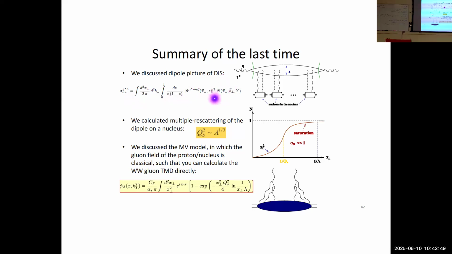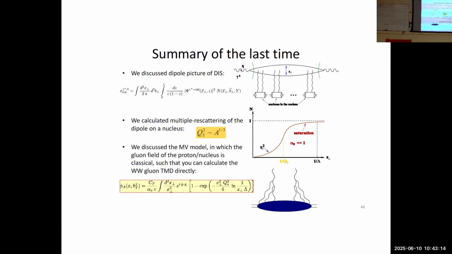So essentially, once you know the wave function, the icon wave function, we talked about it somewhat briefly last time, but the point is it is known. So QCD interactions are in the dipole amplitude. Once you know the dipole amplitude, you know the cross section of gamma star A scattering, you know your structure functions, you know a lot of other things as well. So that was the upshot.